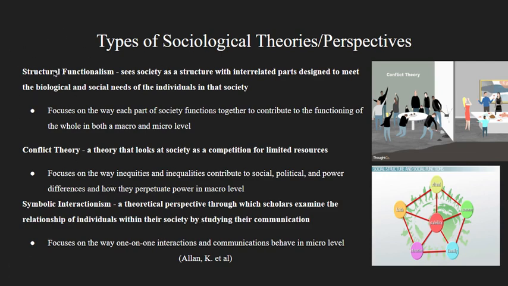Of these theories, I prefer structural functionalism because it shows different parts of society working together with their differences aside.